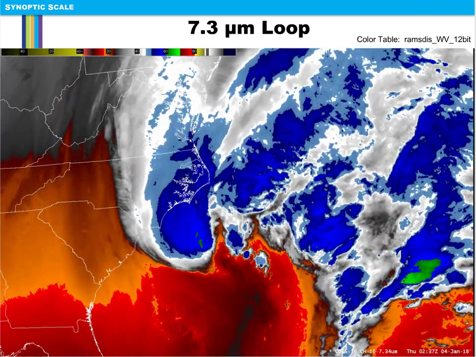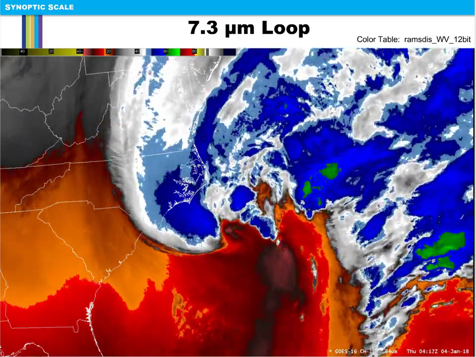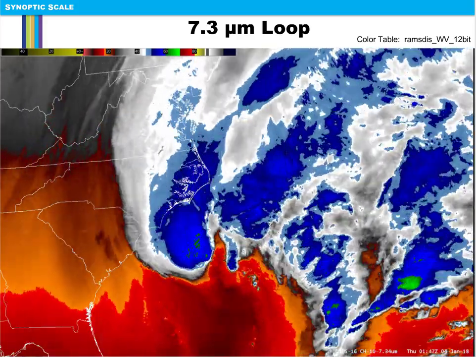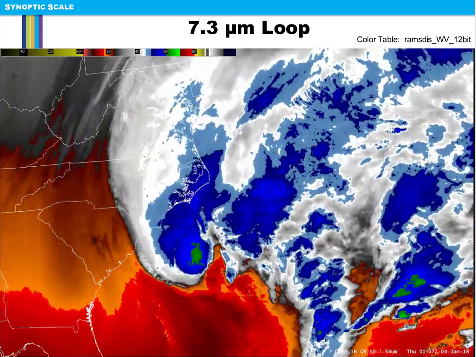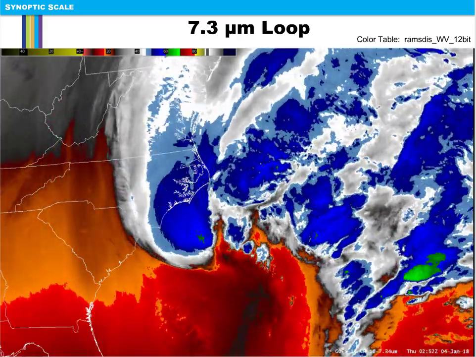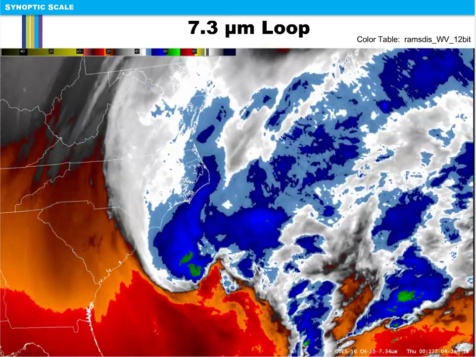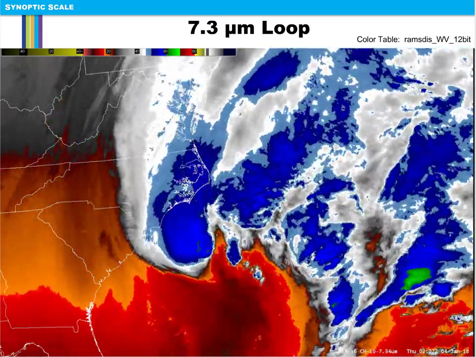Here's the corresponding animated imagery with the 7.3 micron band. We'll point out the location of the features we'll be discussing on the next slide. During this loop, we see the cusp as well as the onset of the occlusion process. Note the well-defined subsidence region associated with the dry slot.